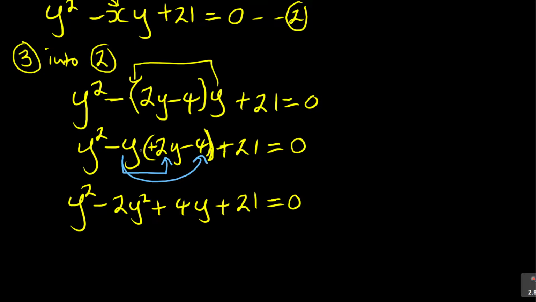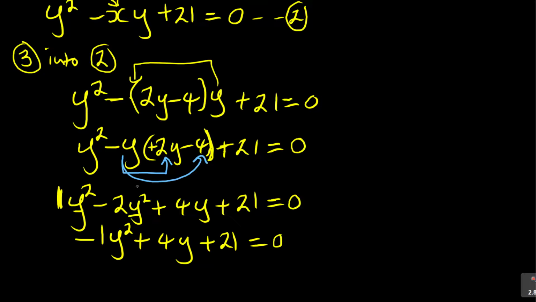Then here you can see I've got a hidden 1 there. So it's 1y squared minus 2y squared. It's 1 minus 2, which is minus 1y squared. You can use a calculator, say 1 minus 2. Remember, the variable is the same, y squared. So look at the numbers. 1 minus 2 is minus 1, but y squared. Plus 4y plus 21 is equal to 0.